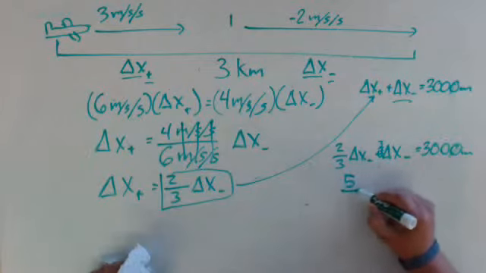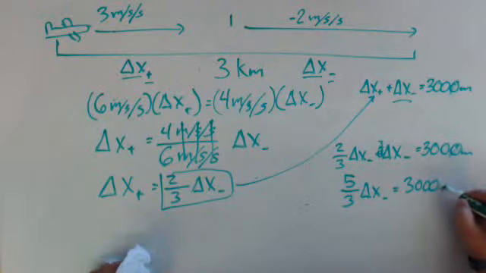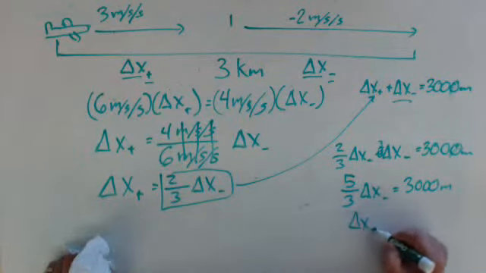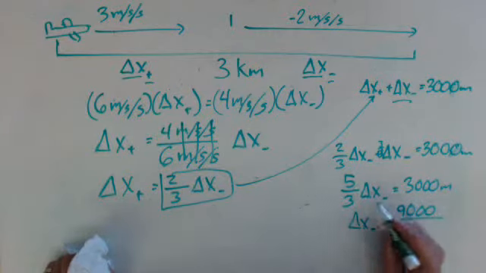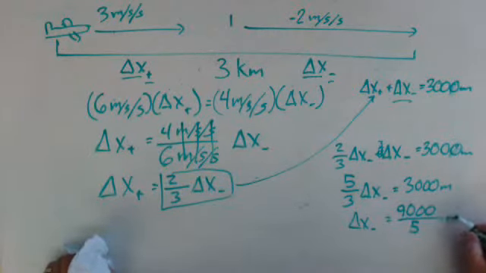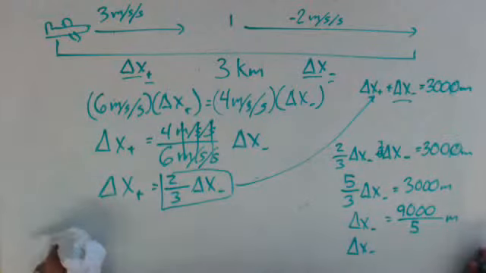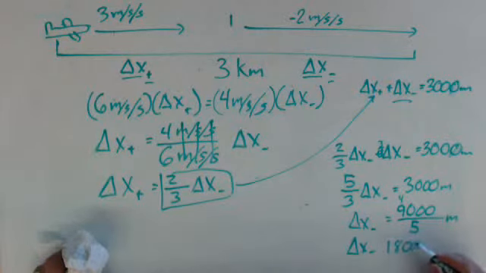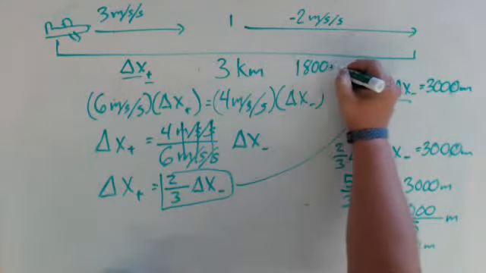So I'm left with 5/3 delta x negative is equal to 3,000 meters. Bring the 3 over to that, bring the 5 over to that. I end up with delta x negative is equal to 3 times 3 is 9, plus all the zeros, divided by 5, so it's 1,800 meters. That goes into 9 once, leaves me with a 4, 40 is 1,800 meters. So this length of track right here is 1,800 meters.